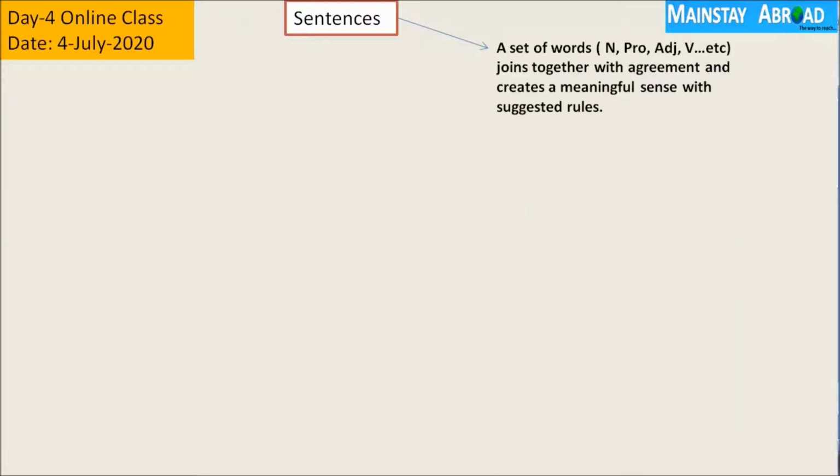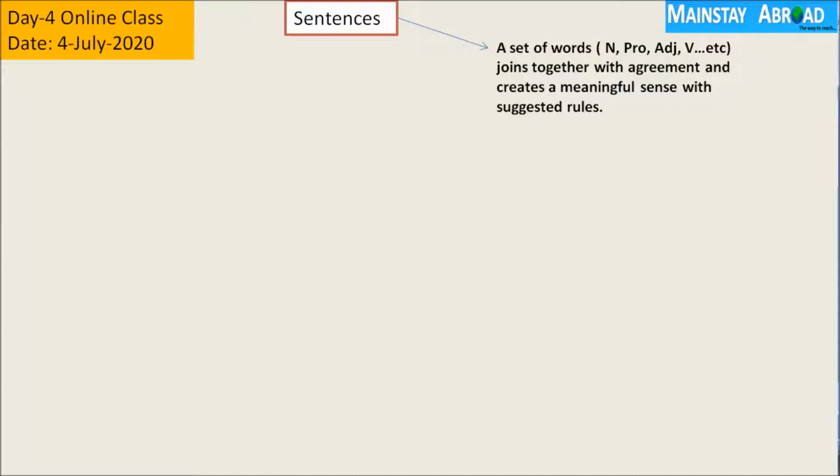See, we can understand a set of words from the parts of speech that we know: noun, pronoun, adjective, adverb, main verb, or any auxiliary verbs, conjunction, preposition. When they join together with agreement, and by agreement I mean which word would be used with which word, it creates a meaningful sense with the rules suggested by grammar. That would be exactly the sentence. It's not that just any set of words which makes complete sense is called a sentence.